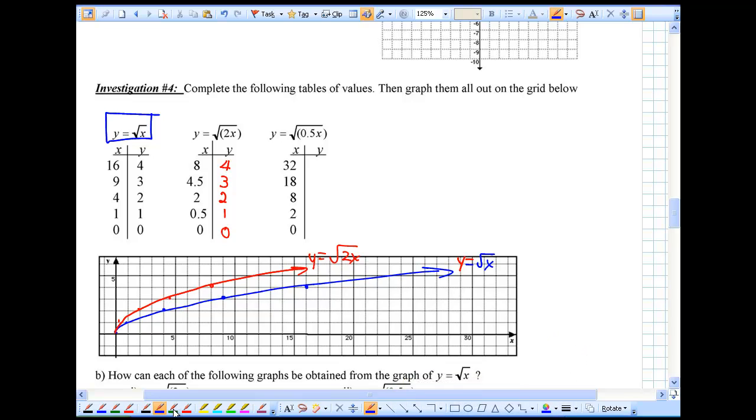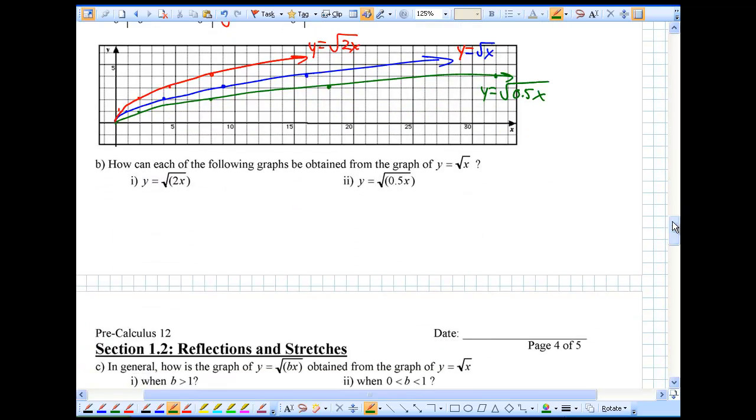We'll do this one. 16, so that's 4. 3, 2, 1. y equals root 0.5x. Okay. With the graphs, I'm going to ask you, how can each of them be obtained from the original graph?